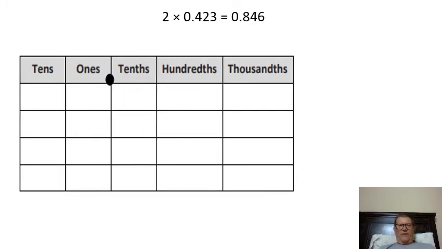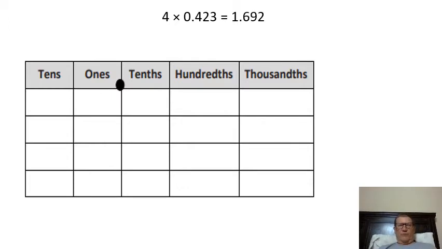Now we have 3 place values, tenths, hundredths, and thousandths. So we're going to do the same thing. We're going to put 4 tenths in here. I'm going to put 2 hundredths and 3 thousandths. But it says 2 copies, so I'm going to make 2 copies of that. So now when I add this up, I can see I have 6 thousandths, I have 4 hundredths, and I have 8 tenths. So our answer is 846 thousandths.